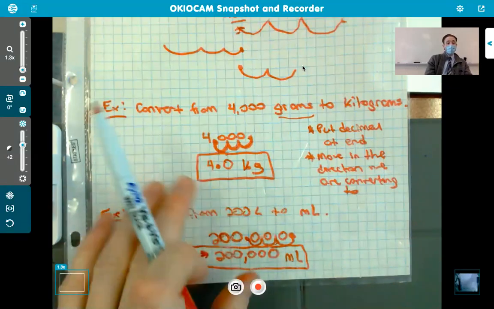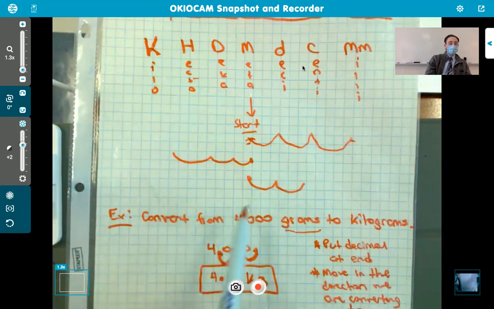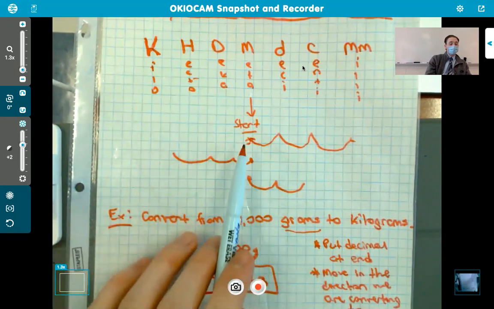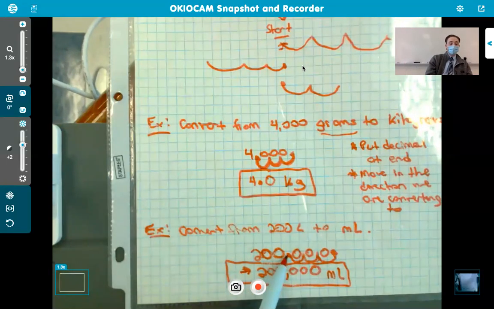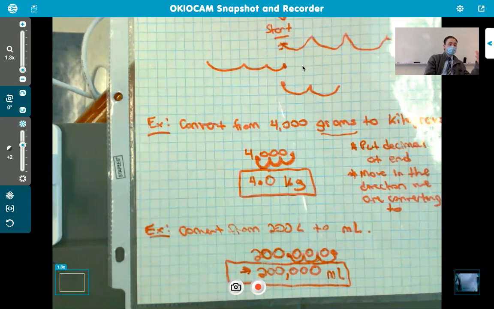Put a decimal point on the end, move it however many spaces you need to get to where you need to be. So if they ask for kiloliters, you would move it to the left 3, right? It really just depends on what they're asking you. A lot of times it'll be centi, milli, or kilo. And a lot of times you're going to start just right in the middle with grams, liters, meters, things like that. Okay.